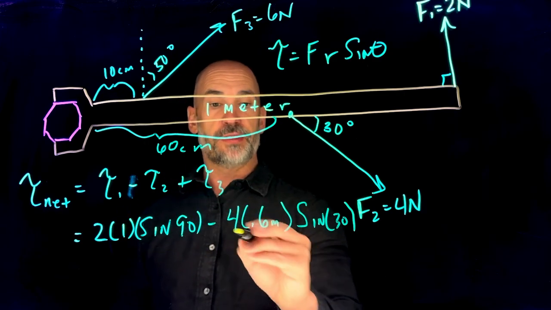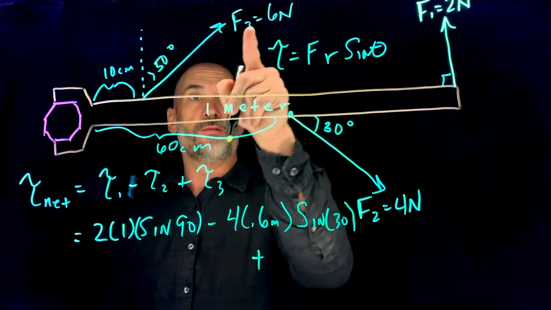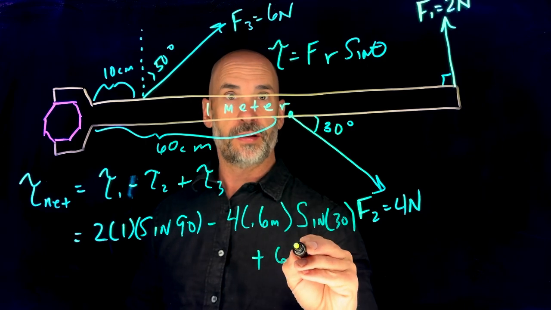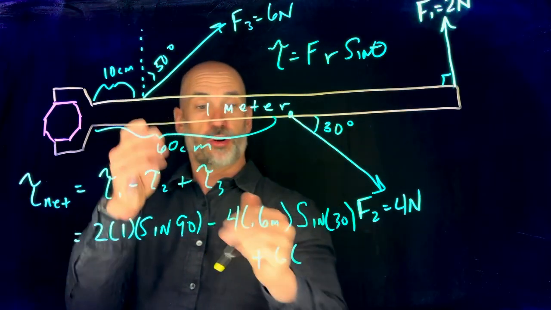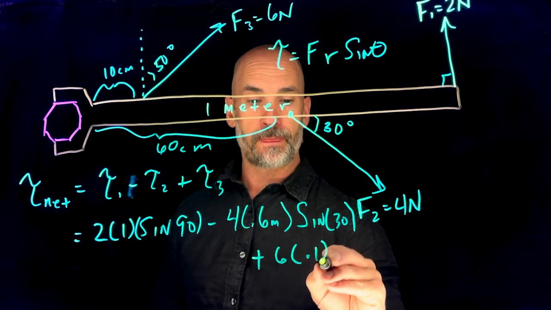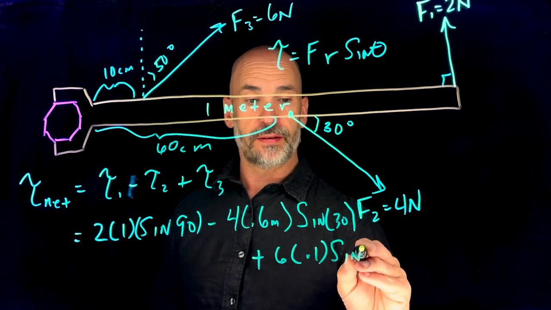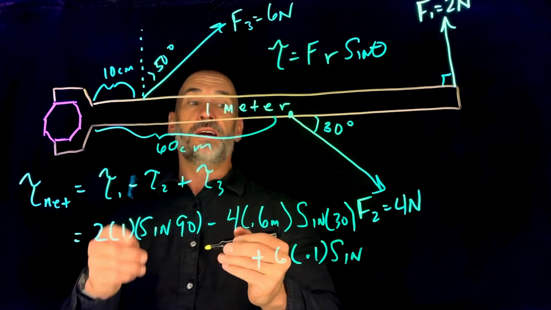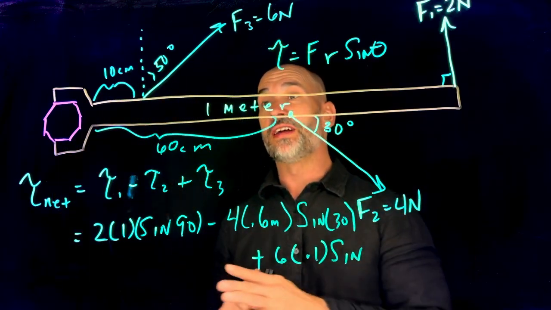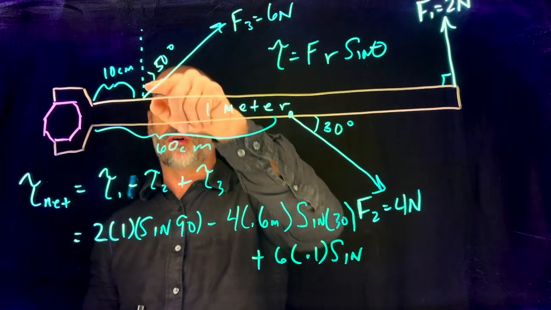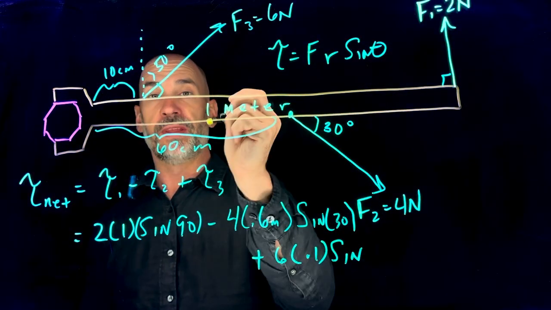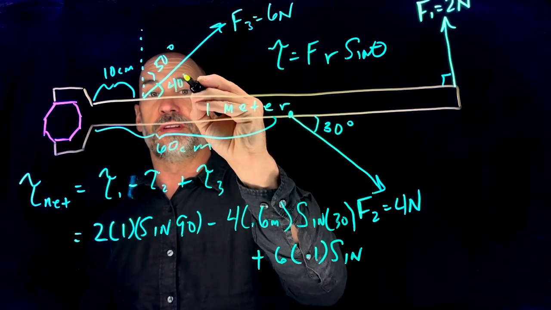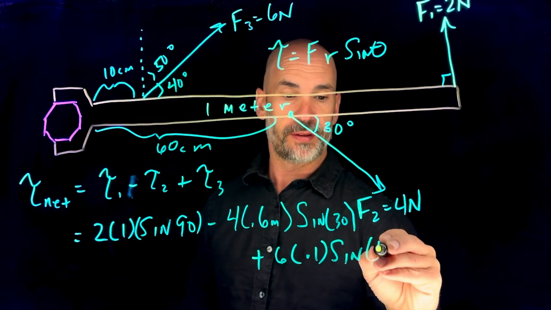And lastly, for torque 3, we have a force of 6 newtons times a radius of 10 centimeters or 0.1 meters, sine of, do we want to put 50? No, because this angle is with respect to the normal. We want the angle with respect to the object that we're trying to rotate, and that's 40 degrees. So this will be sine of 40.